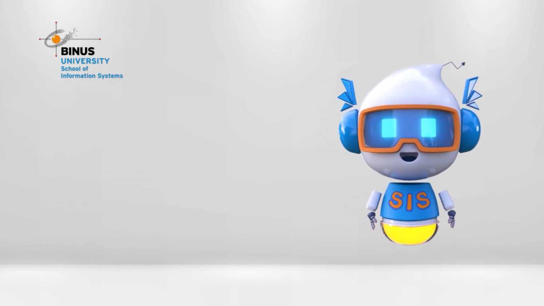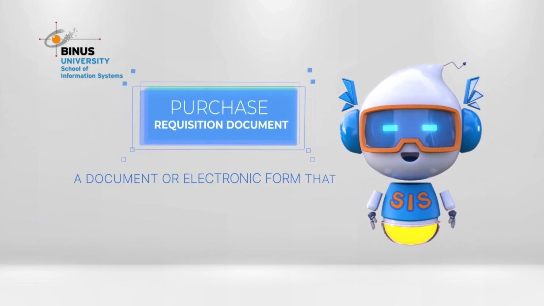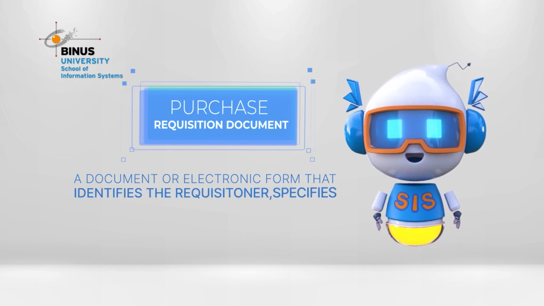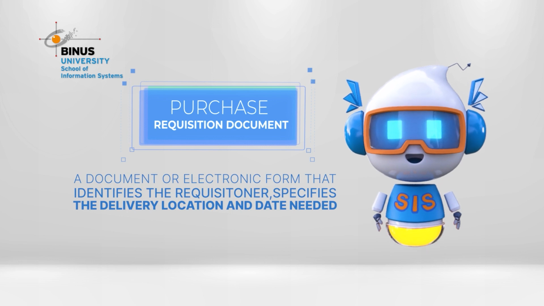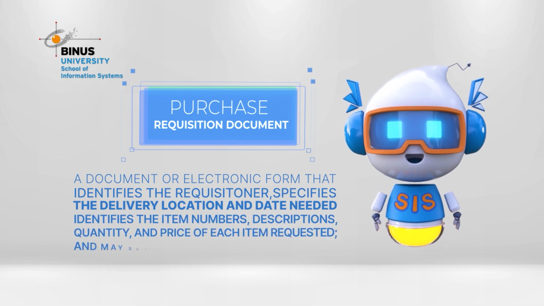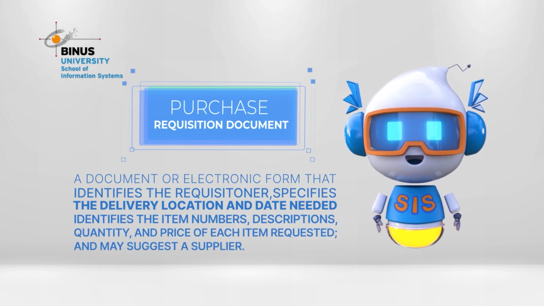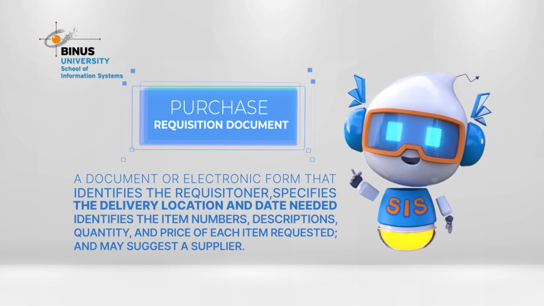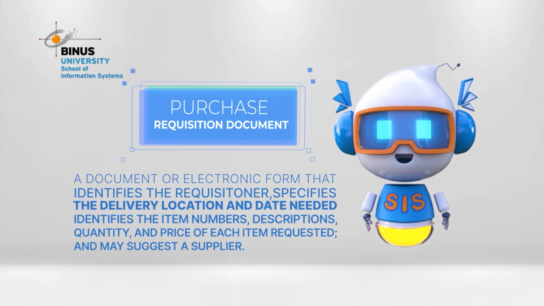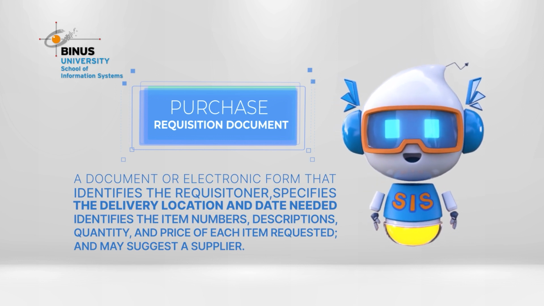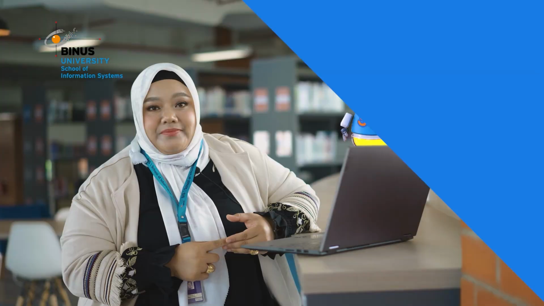So, the definition: purchase requisition is a document that identifies the requisitioner, specifies the delivery location and date needed, identifies the item numbers, description, quantity, and price of each item requested, and may suggest a supplier.